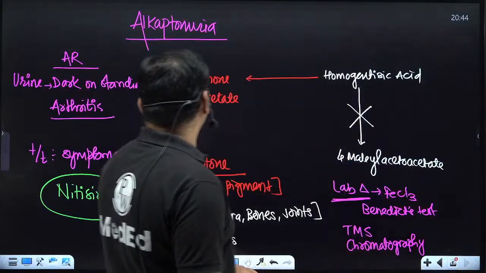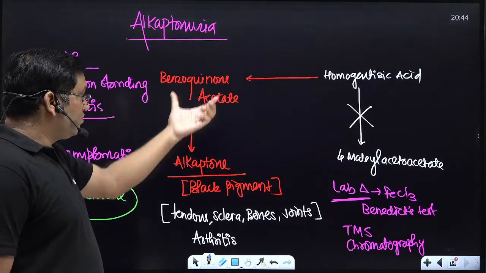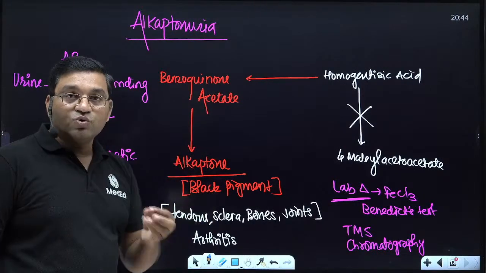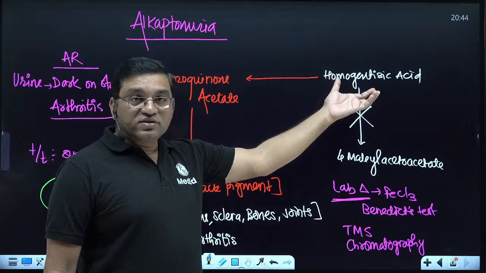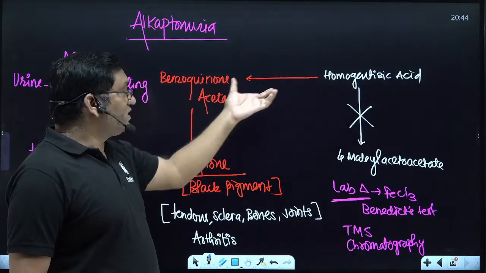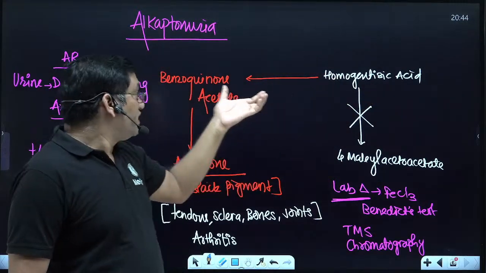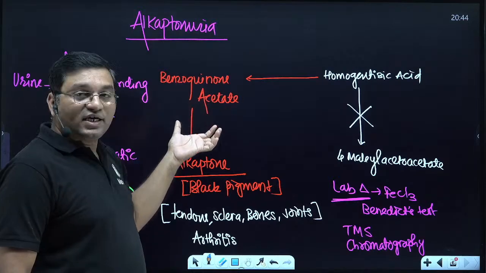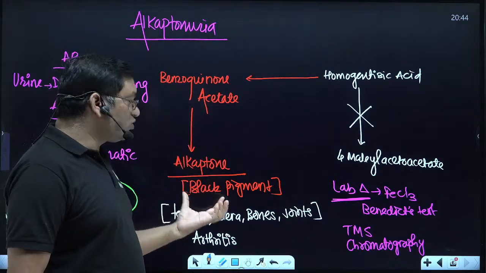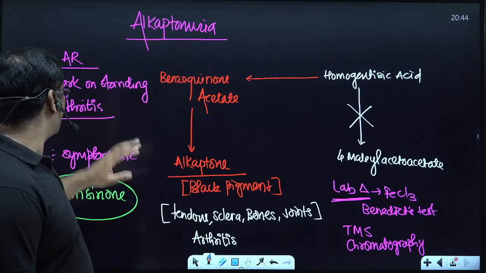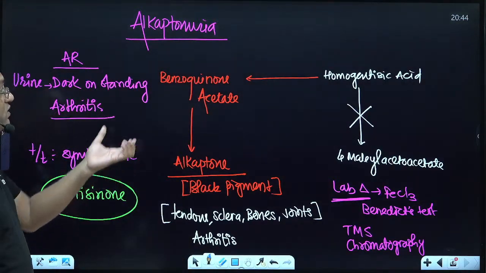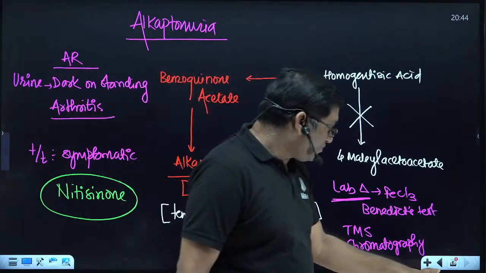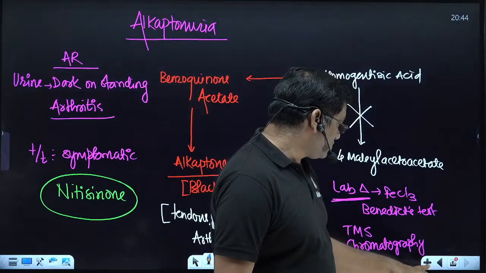Okay, so this is the mechanism behind ochronosis, that is deposition of pigment. Homogentisate is converted into benzoquinone acetate by polyphenol oxidase, and this benzoquinone acetate on polymerization gives the black pigment, which is deposited in the connective tissue. So this is the new drug nitisinone, which is given in the treatment of alkaptonuria and these disorders.